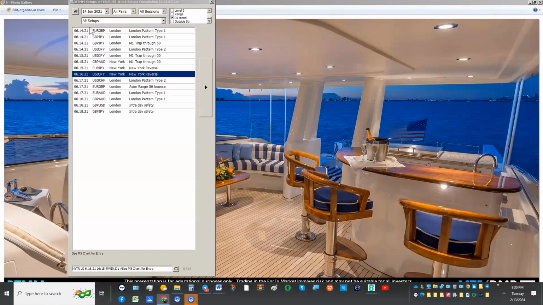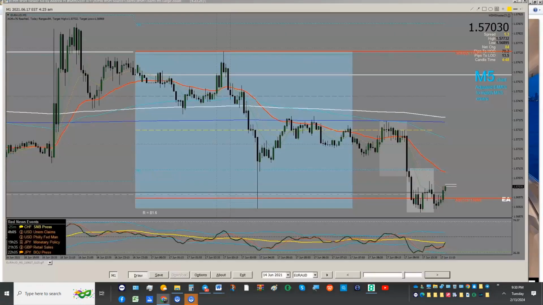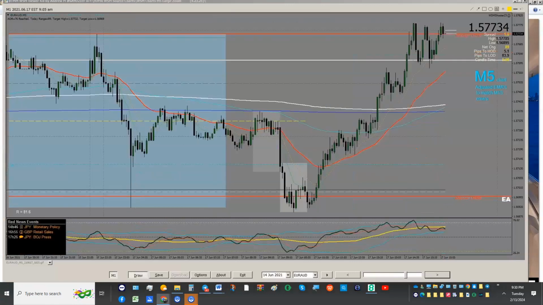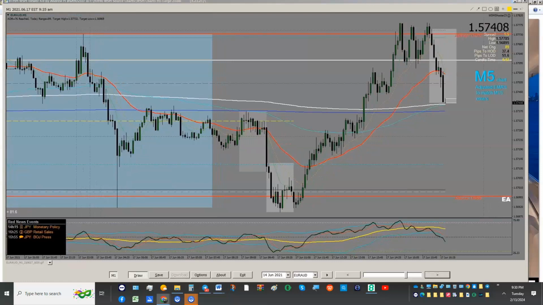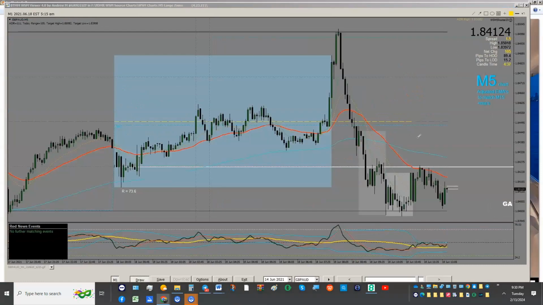Okay, so that got us through 1, 2, 3, 4, 5, 6, 7, 8, 9 setups from last week. I urge you all to go ahead and observe these additional setups that were in line with the D1 trend, including 2 lovely Type 1 London patterns, one in EA, and another one in GA.